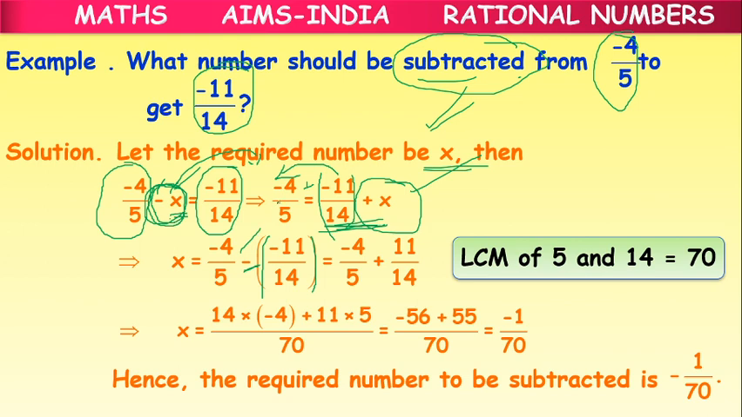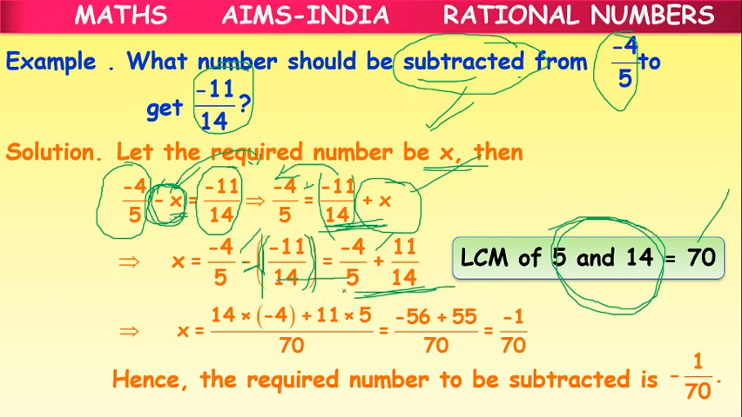So minus 11 by 14 minus of minus 4 by 5. When we have a minus before a bracket, minus of minus 4 by 5, minus into minus equals plus. So minus 11 by 14 plus 4 by 5. Now the LCM of 5 and 14 is 70.